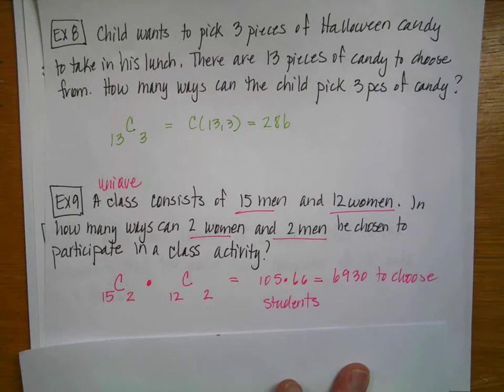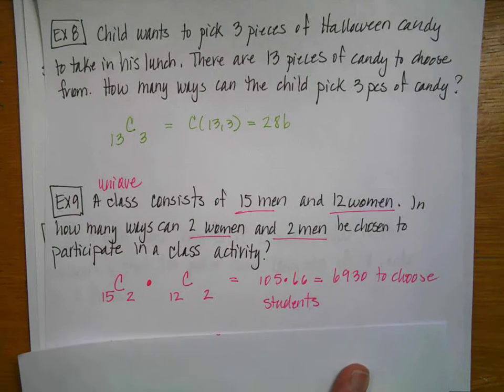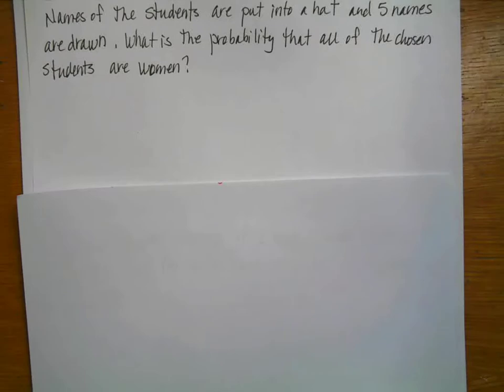So if I'm procrastinating, and I need to choose which students are going to participate in an activity, I could spend time figuring out the 6,930 different ways that I could pull that off.